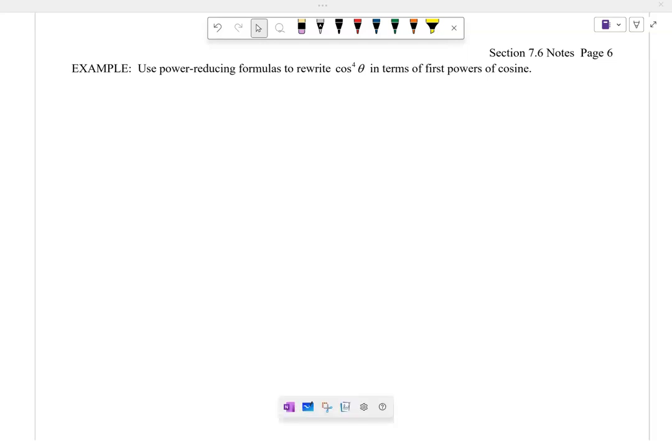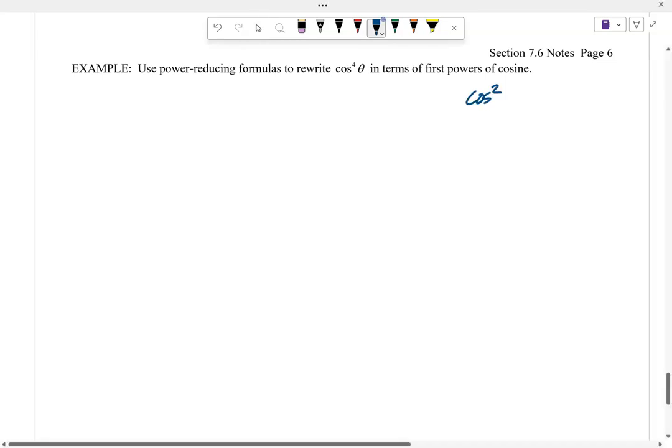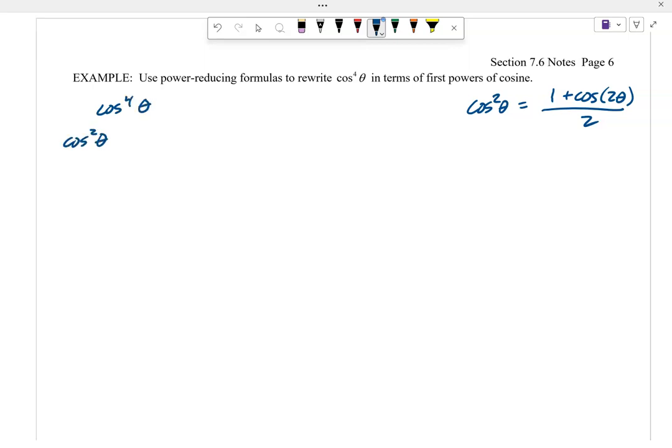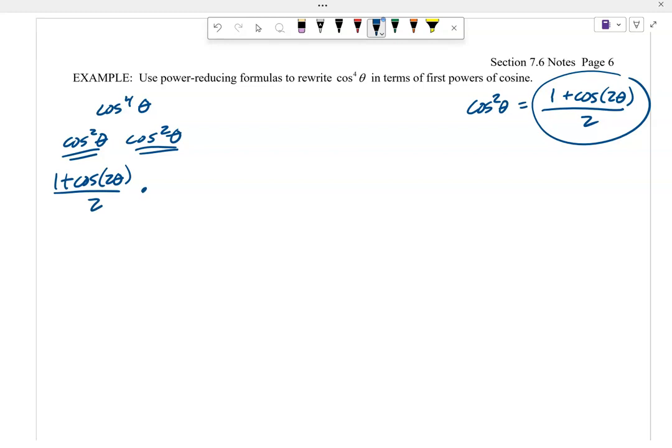All right, let's power reduce this cosine of 4 theta. And so what I want to use is this cosine squared of theta is 1 plus cosine 2 theta all over 2. I'm going to use that because what I have is I have the cosine of 4, which is a cosine squared times another cosine squared. And so I can power reduce both of those and replace them with 1 plus cosine 2 theta over 2 and replace the other one with the same thing, 1 plus cosine 2 theta all over 2. Because I'm trying to get it into a first degree instead of a fourth degree, right? I started with a fourth degree, cosine theta to the 4th power.